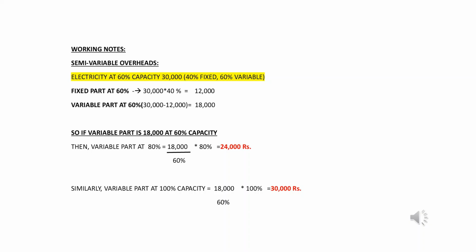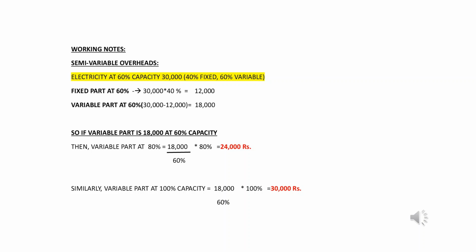We have been given that under semi-variable overheads for electricity, at 60% capacity, the expense is 30,000 rupees. And out of that, 40% is fixed and 60% is variable. So first of all, we will calculate the fixed part at 60% capacity. So 40% of 30,000 comes to 12,000 rupees. So that means fixed part at 60% capacity is 12,000 rupees. Now how much variable part is left? You will subtract 12,000 from 30,000. That means 18,000 rupees is variable part at 60% capacity.